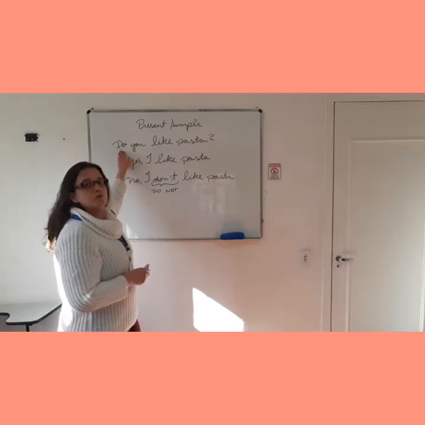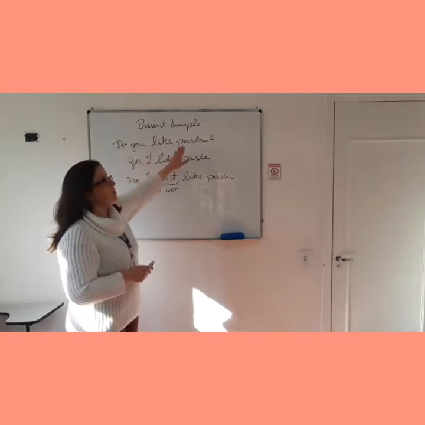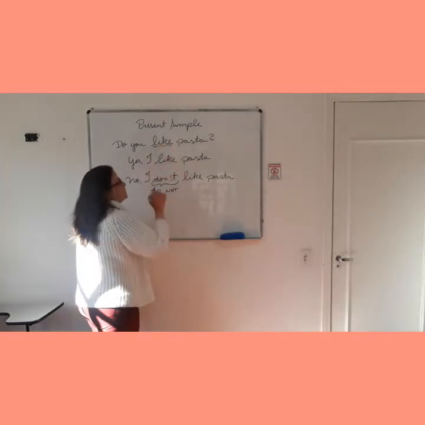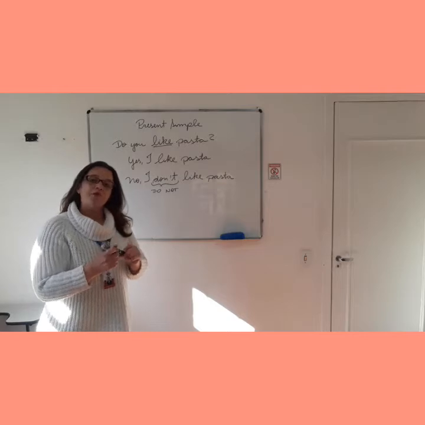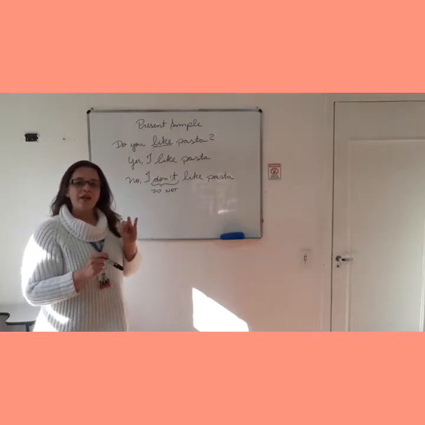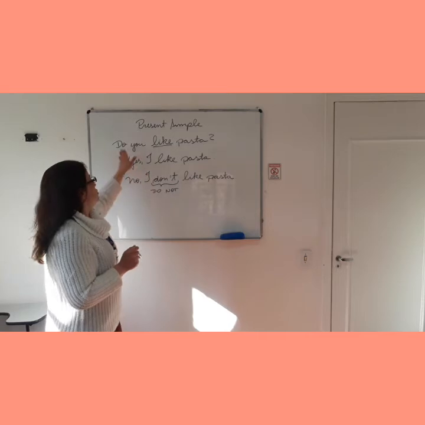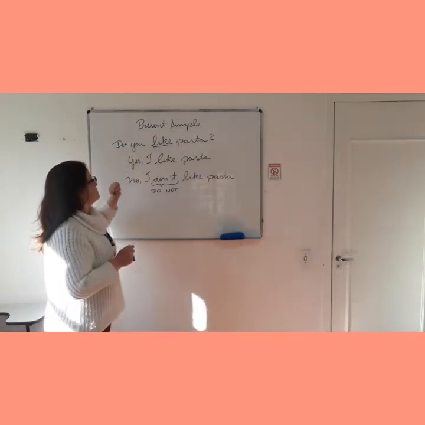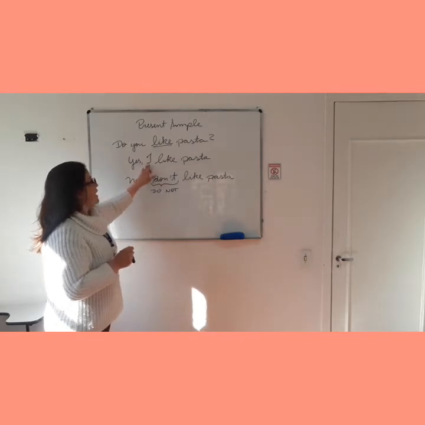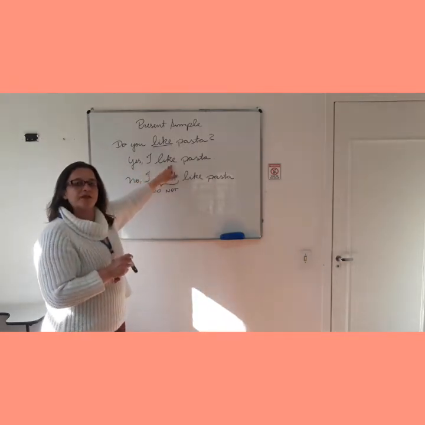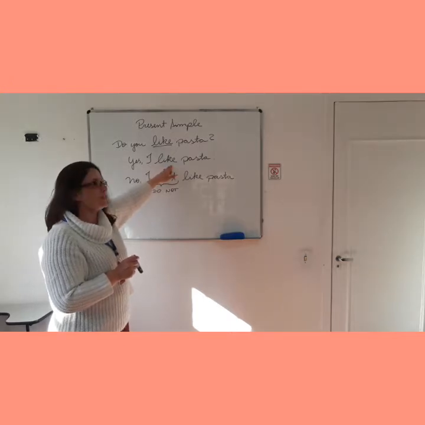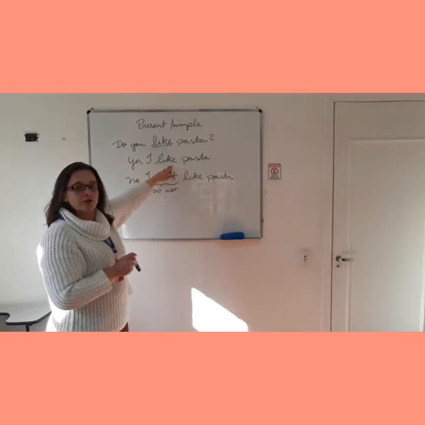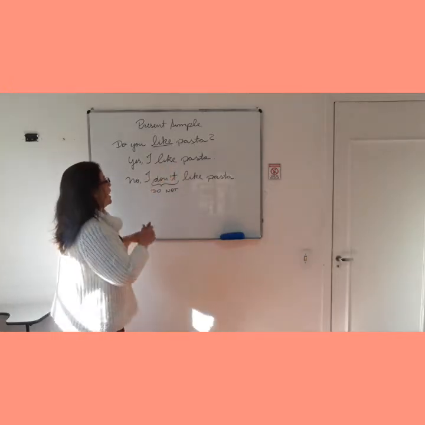Remember, we use do when we make a question. Do you like pasta? The verb is like, right? And remember that when we use he, she, or it, we change do for does. Okay? So, the answer here, yes, I like pasta. Remember, this is a positive sentence, an affirmative sentence. We do not use the auxiliary do, just the verb, like.